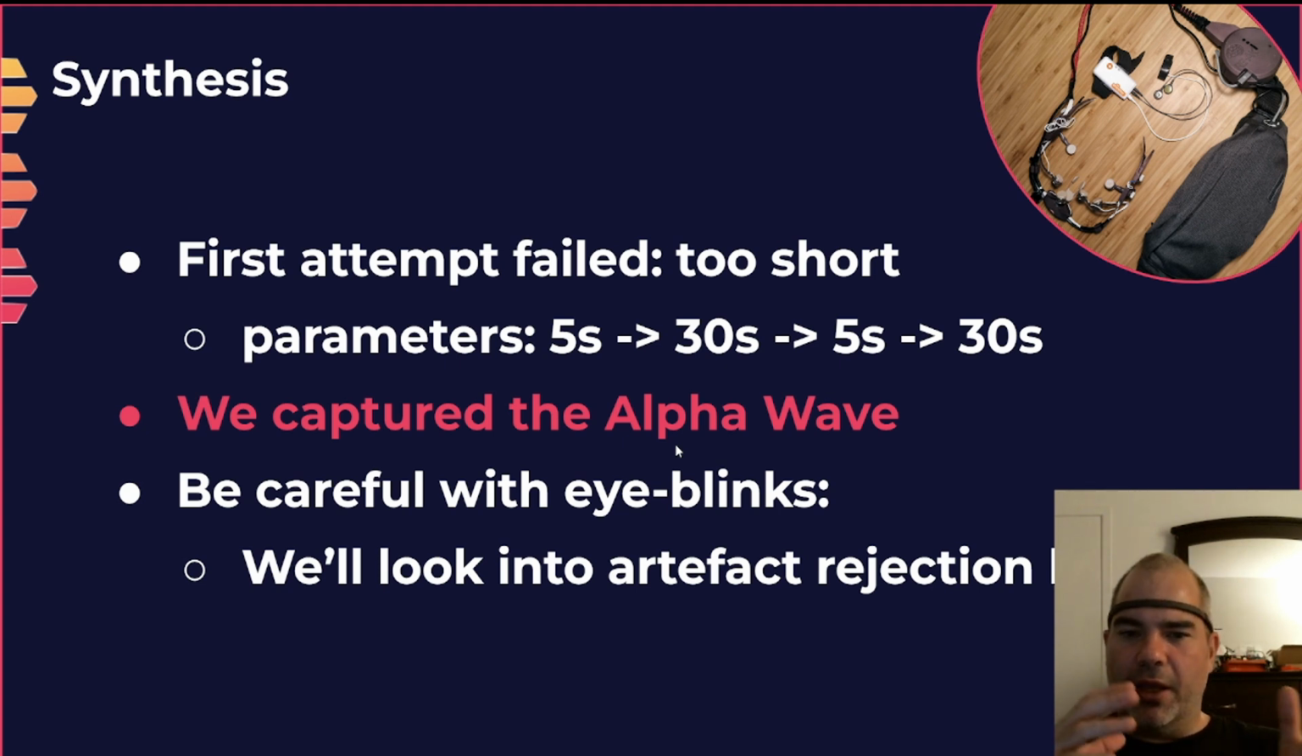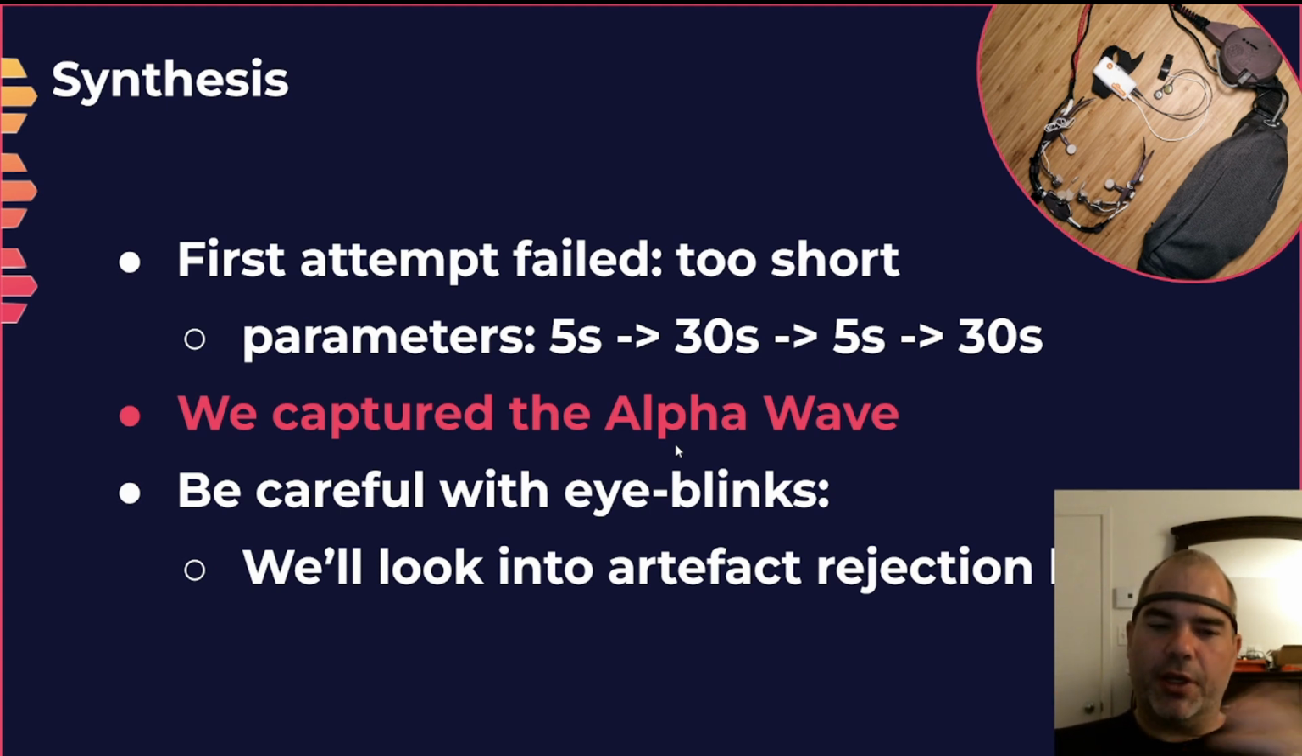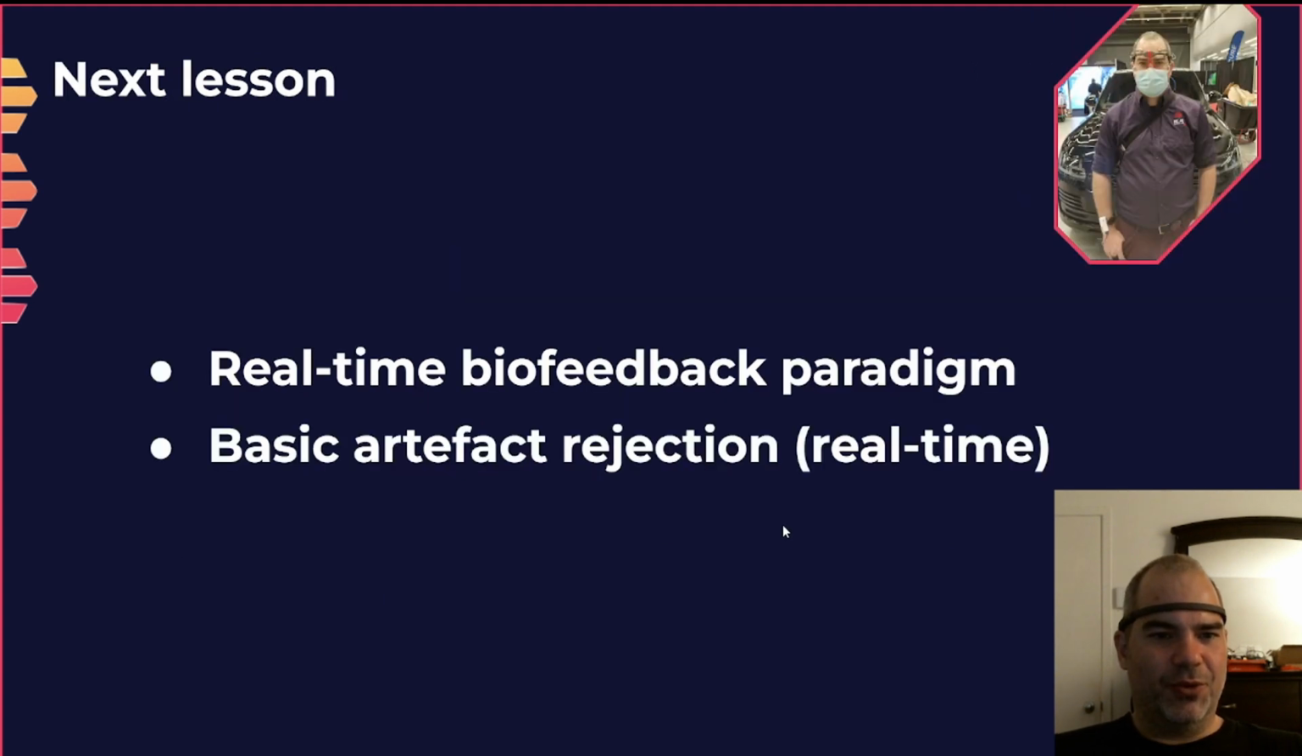Be careful when you're doing the eyes-open paradigms with eye blinks. The frequency domain of eye blinks overlaps with the alpha wave. So if you have too many eye blinks, it will interfere with the quality of your results. We'll look obviously into artifact rejection a little bit later. For now, I just wanted a first BCI paradigm as part of this series, a quick win to get started with this series, and for you to be engaged in the project.